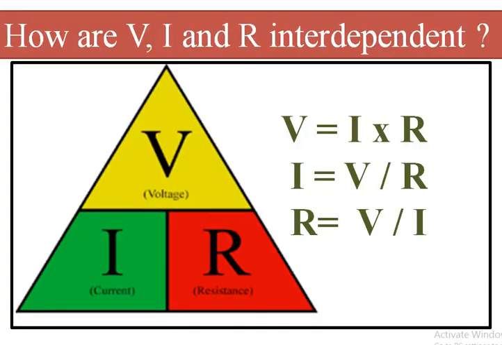This triangle well depicts the relation of V, I and R. When you want to get V, it will be equal to I multiplied by R. When you want to get I, it will be equal to V by R. And when you want to get R, it will be equal to V by I. This is how V, I and R are related, and you may solve different numericals based on this formula.